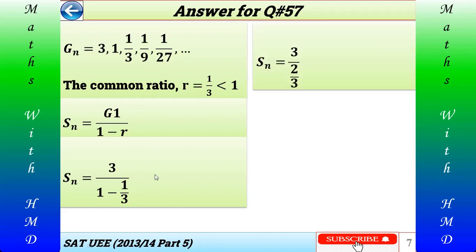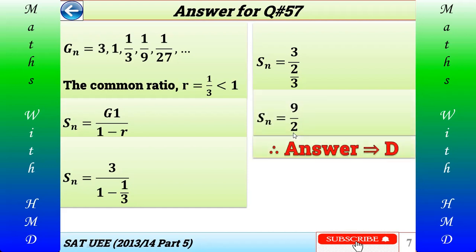The common ratio is 1 over 3, right? So here S of n becomes 3 over 2 over 3. Just multiply some operation here. 1 minus 1 over 3 is 2 over 3. So if you multiply by the reciprocal of the denominator, then S of n is going to be 9 over 2. So the answer is D, which is 9 over 2. This implies the sum of this geometric series as n goes to infinity is going to be 9 over 2.